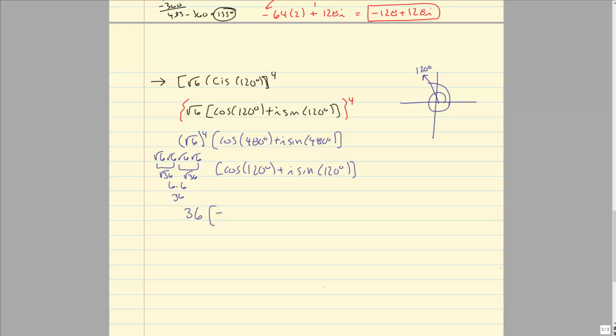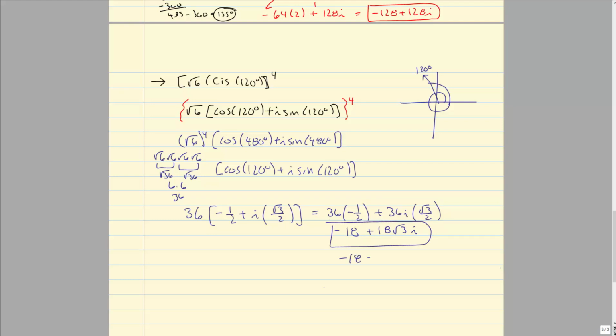So cosine of 120, second quadrant, is going to be negative. So cosine of 120 is going to be a negative 1/2 plus i. Sine of 120 will be positive in the second quadrant, square root of 3 over 2. So I have 36 times a negative 1/2 plus 36i times the square root of 3 over 2. So this would be a negative 18 plus 18 root 3i. So again, negative 18 plus 18 root 3i.